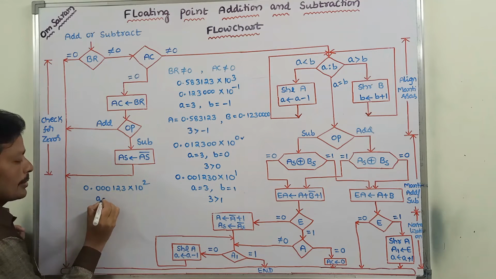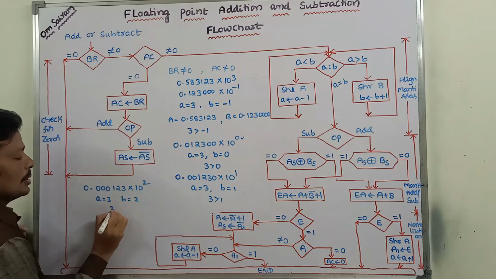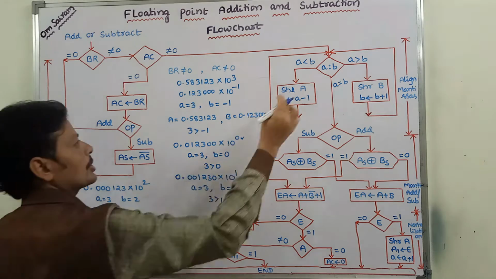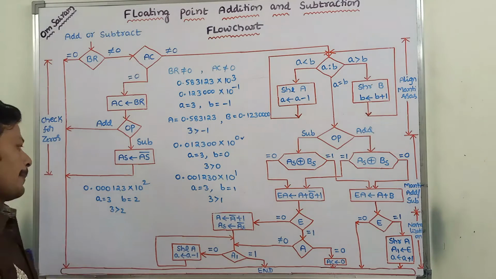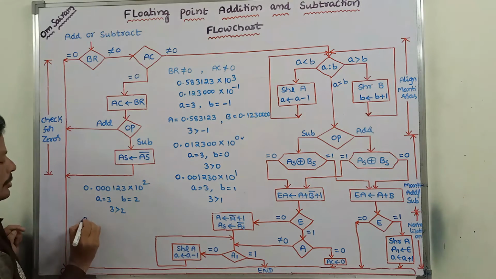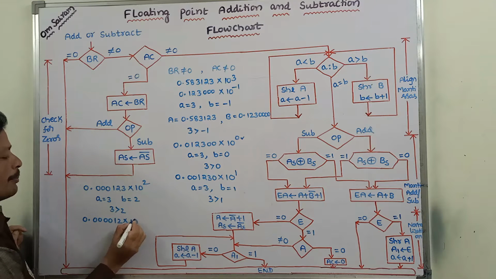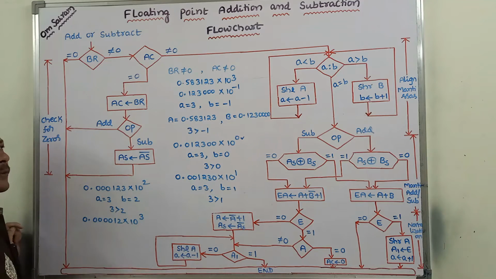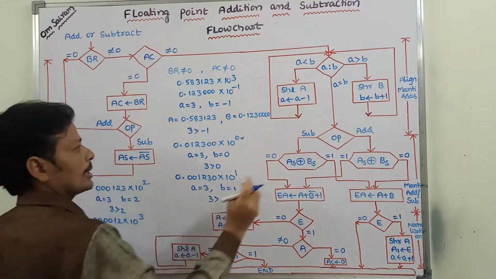A value is 3 and b value is 2. So 3 greater than 2, the condition is true. Again we are performing these two steps. Then we are getting 0.000012 into 10 power 3. After performing these two steps, we are getting this result.